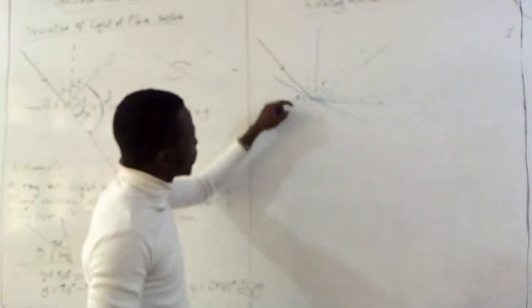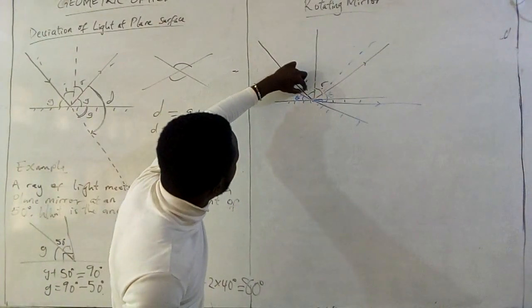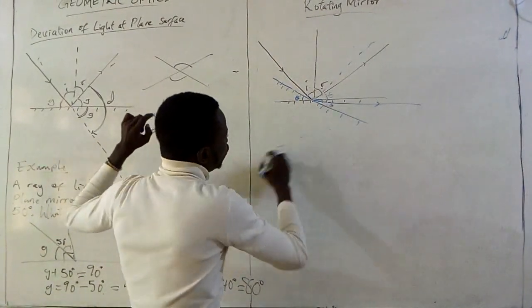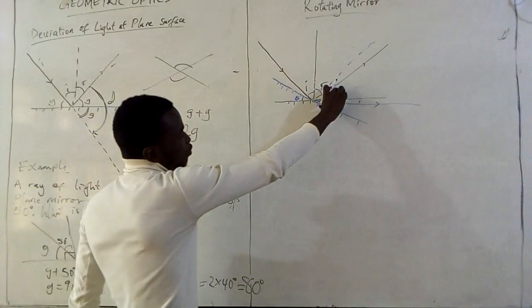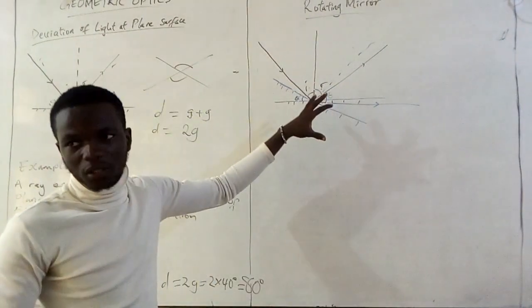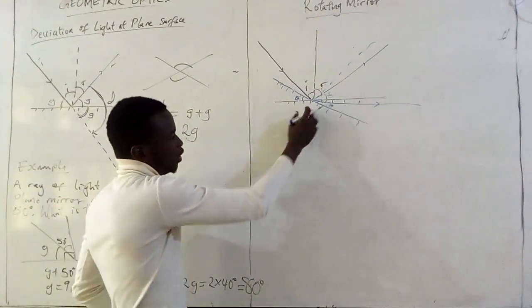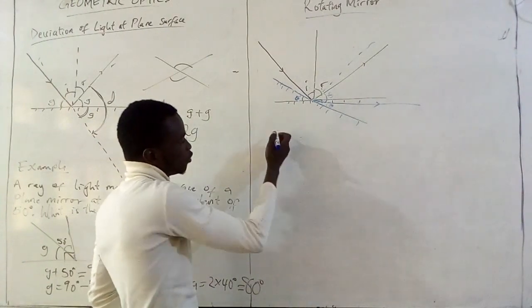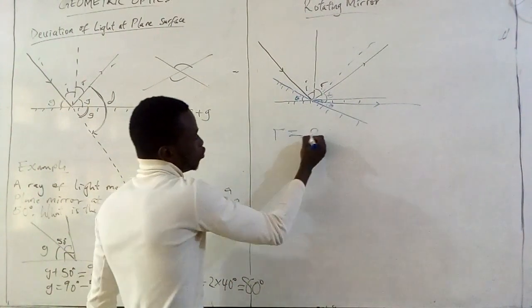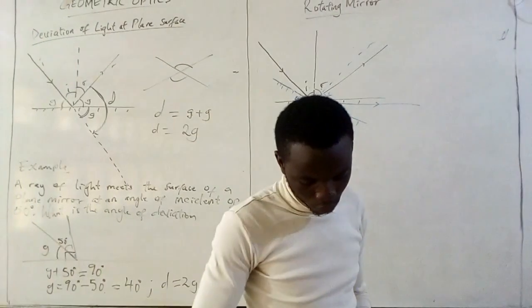As it is rotated this way, this is the angle of incidence. If we have theta here, we have theta here. From geometry, we'll see that whenever a mirror is rotated, the angle of reflection of that rotated mirror will be equal to 2 theta, where theta is the angle it is rotated.